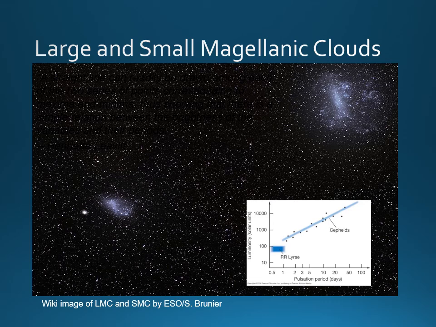Leavitt measured 1,777 variable stars in images of the Magellanic Clouds. These are small, irregular galaxies in the local group of the Milky Way galaxy and are seen in the southern hemisphere. In 1908, she published her results in the Annals of the Astronomical Observatory of Harvard College, noting a pattern.